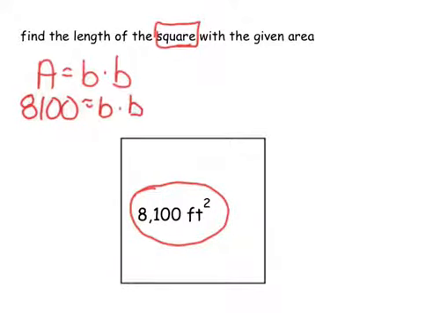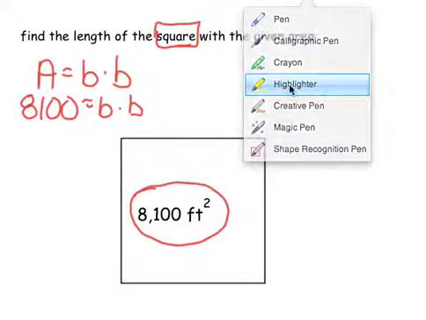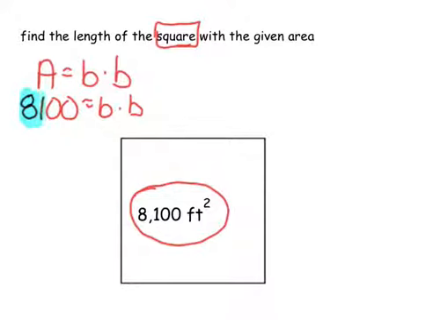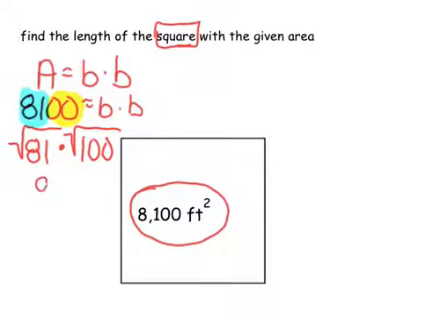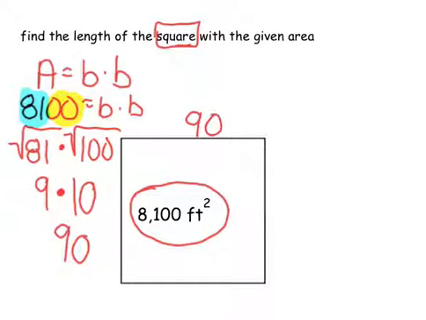So what times what is 81? Or 8,100? Well, I know 81, and I have 2 zeros. So square root of 81 times the square root of 100. The square root of 81 is 9 times the square root of 100, which is 10. 9 times 10 is 90. So my side is 90 feet.